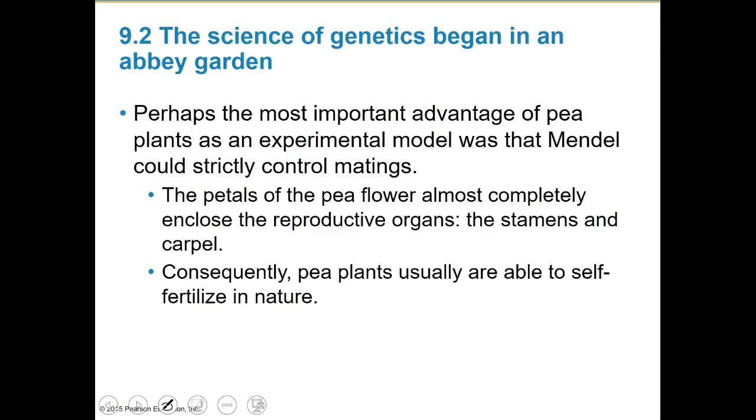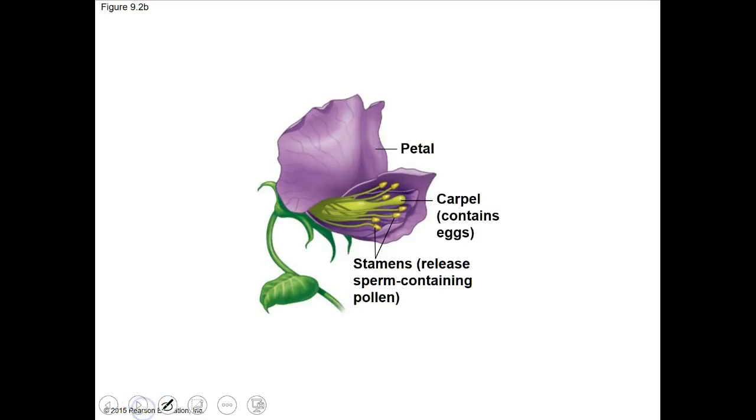So perhaps the most important advantage of pea plants as an experimental model was that Mendel could strictly control matings. Plants are a little different than animals in that it's simply easier to control. The petals of the pea flower almost completely enclose the reproductive organs, the stamen and carpel, which we'll talk about later. Consequently, pea plants are usually able to self-fertilize in nature.